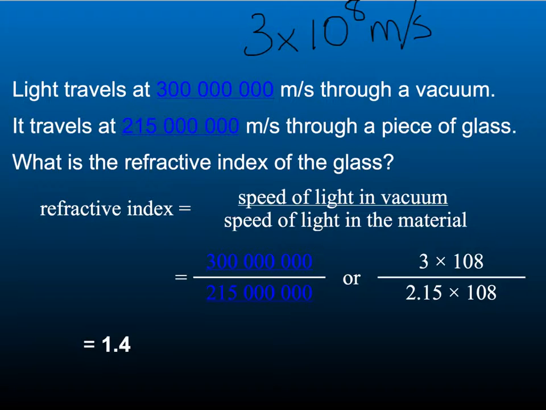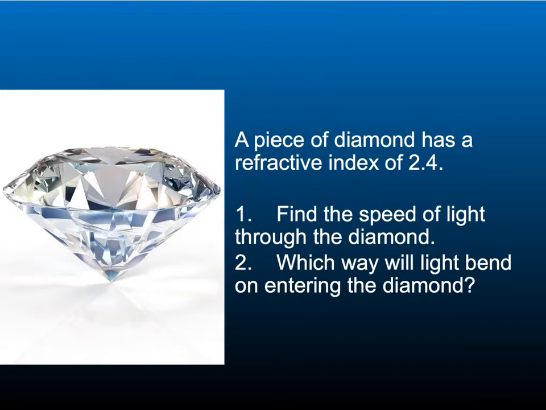Because the speed of light changes depending on the density of the material, it means that different materials end up with different refractive indices. If the material is denser, then the speed of light slows down even more. So that means we have got a smaller number dividing our speed of light, which ends up giving us a greater value for the refractive index. This diamond has got a refractive index of 2.4.